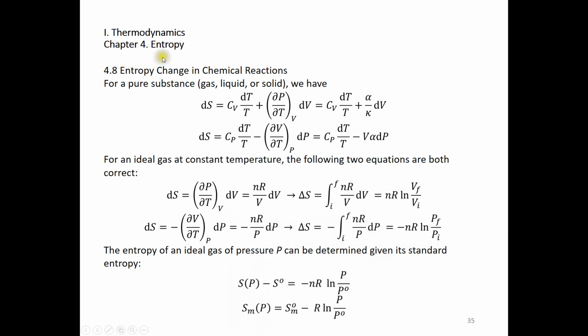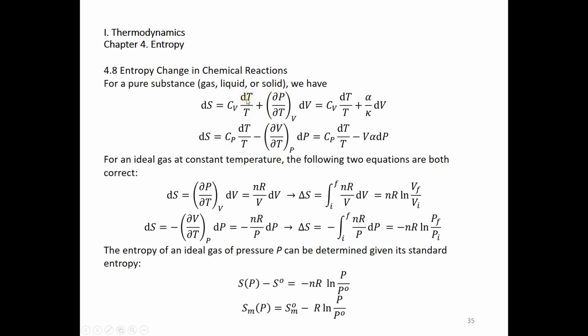Chapter 4 Entropy, Section 4.8 Entropy Change in Chemical Reactions. When we have a pure substance, we can calculate the entropy change given the temperature change and volume change. We can also compute the entropy change given the temperature change and pressure change.